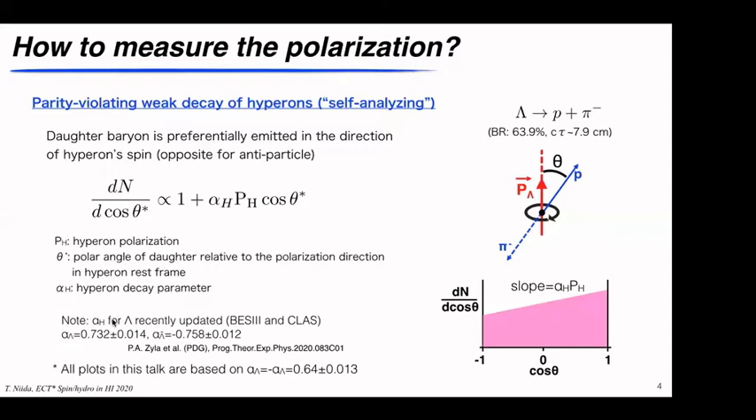Actually, this value has been recently updated because of new results from BESIII and CLAS. Originally it was 0.64, but now it has become 0.73. So roughly a 40% difference. But the old plots shown in this talk are based on the old alpha value. Sorry for that, but at least for STAR we are trying to update our old plots.